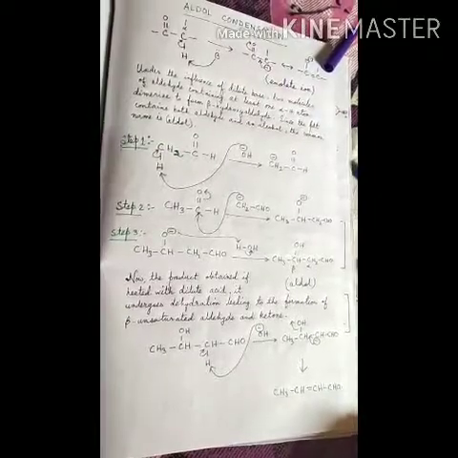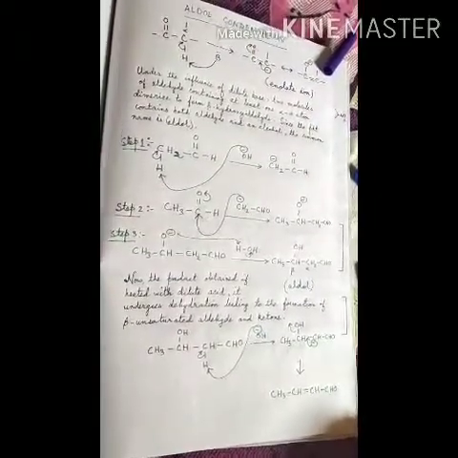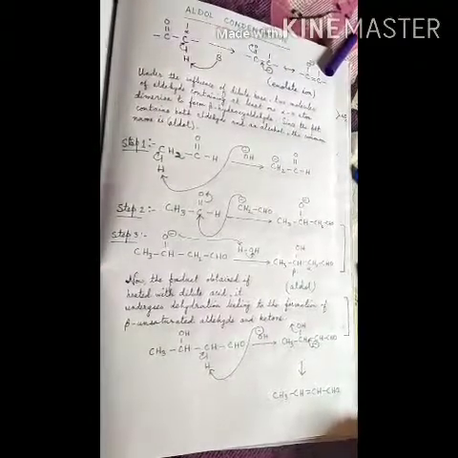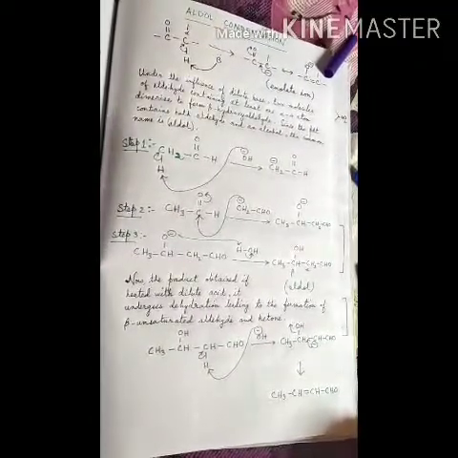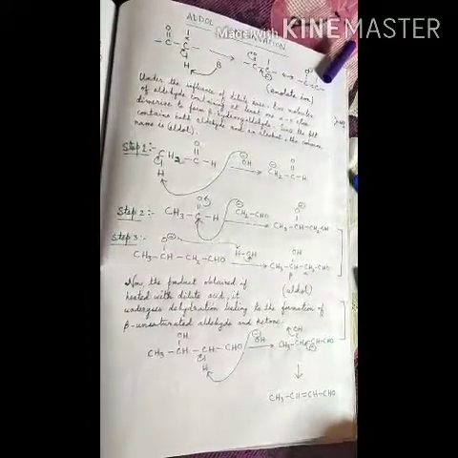So here what happens, an elimination reaction is taking place and we get a stable compound. This reaction is usually exothermic, and generally this is an elimination unimolecular reaction.